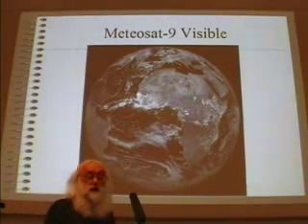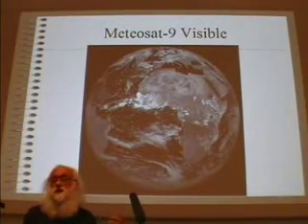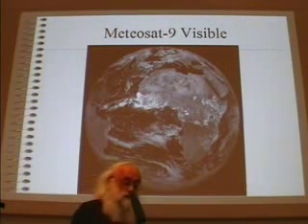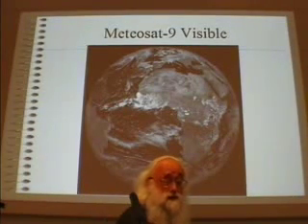So the sort of thing we're getting from Meteosat 9 is rather like we've seen from the APT images. There are in fact 12 channels of data.